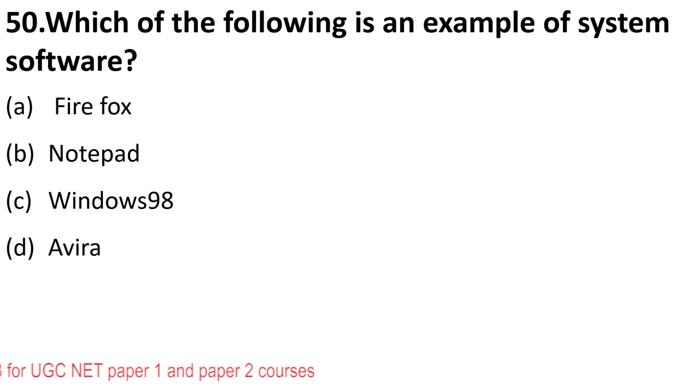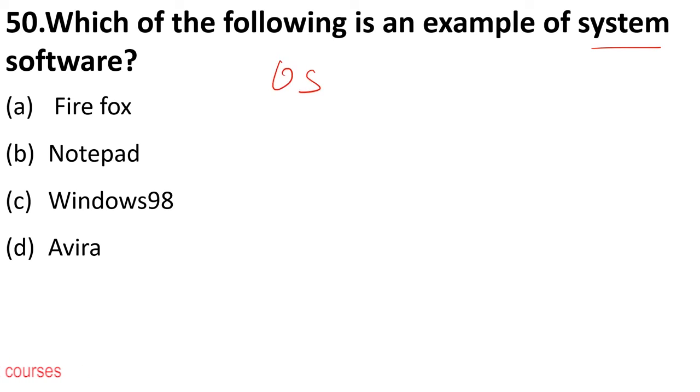Okay. Which of the following is an example of system software? Firefox, Notepad, Windows 98, or Avira. So students, system software is software that provides a platform so that other software is able to run on it. Operating system is a kind of system software. So if you look at the options, Firefox is an application software, Notepad is also application software, Avira is an antivirus, it is also application software, while your Windows 98 is an example of system software. D is the right answer. Okay.